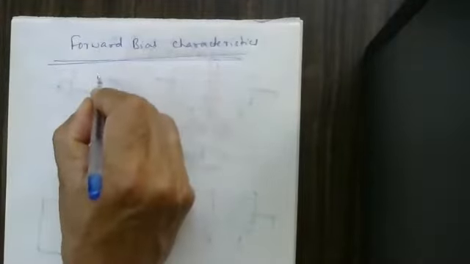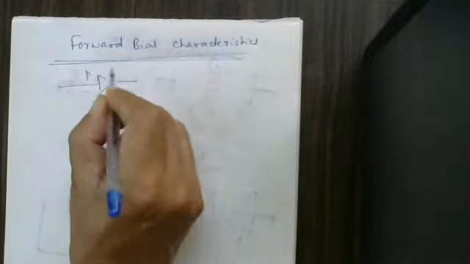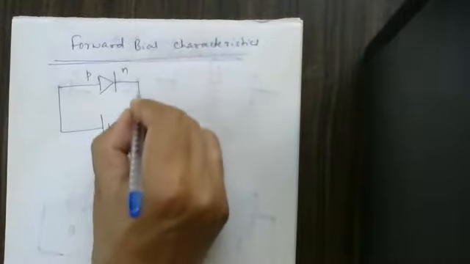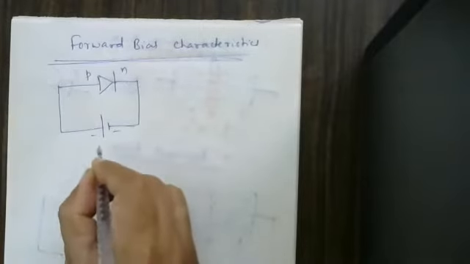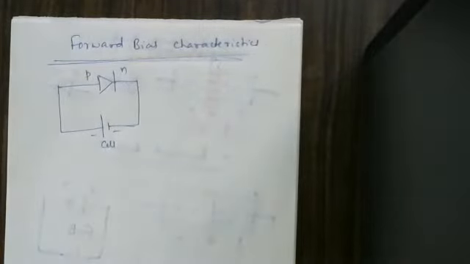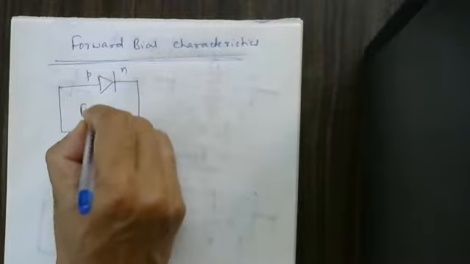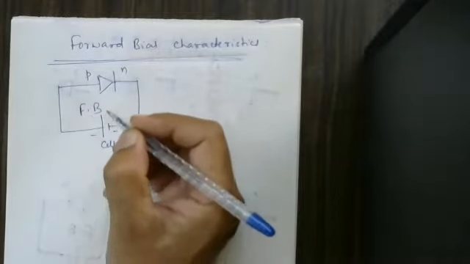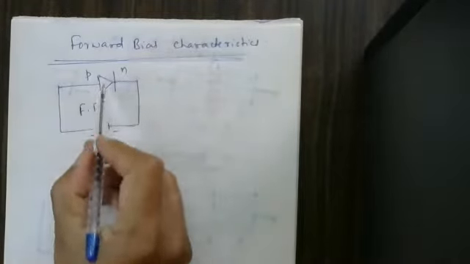So this is a diode. Circuit-wise, this is P and this is N. We are supposed to connect this one to the positive end of a cell, and the N variety must be connected to the negative end of a cell or a battery. This is called forward bias.